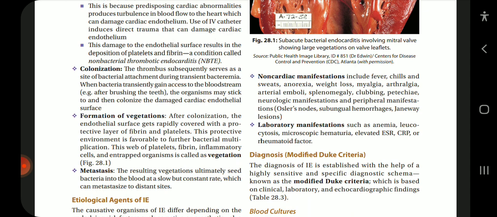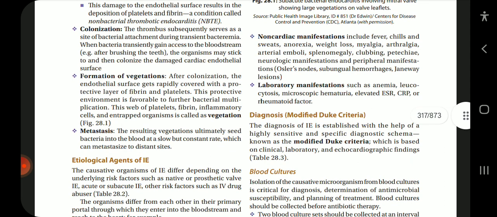Now the formation of vegetations will occur. The endothelial surface will rapidly get covered with a protective layer of fibrin and platelets. This protective environment is favorable to further bacterial multiplication. This web of platelets, fibrin, inflammatory cells, and entrapped organisms is called a vegetation.